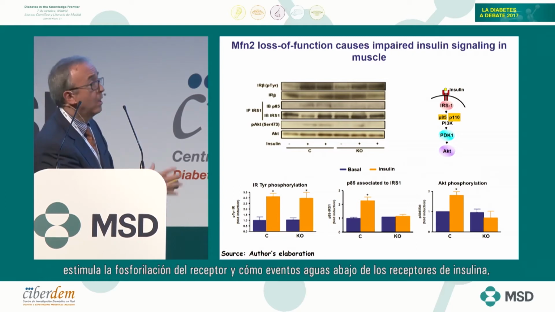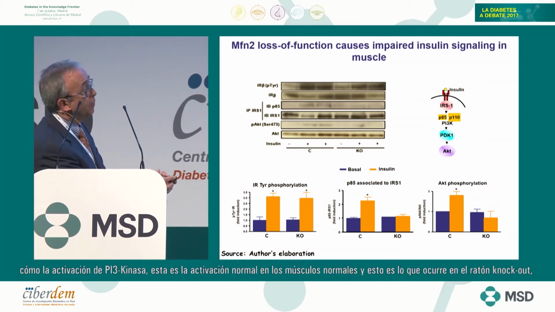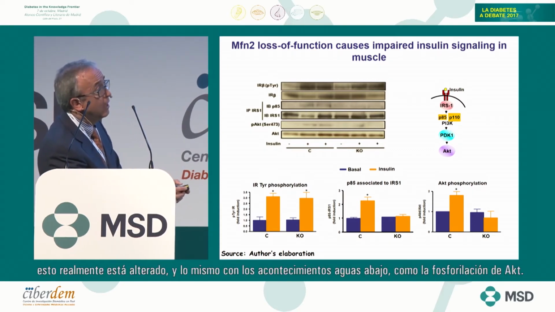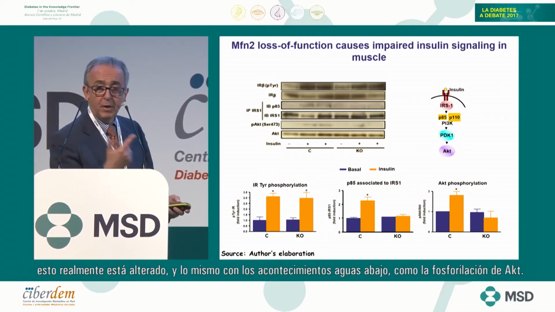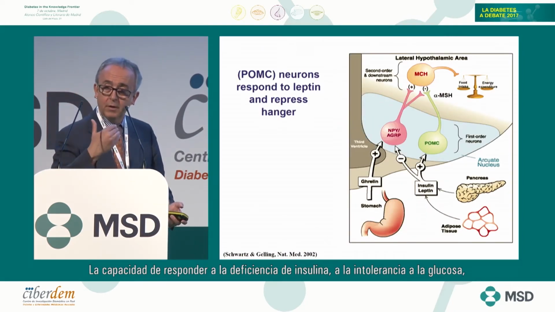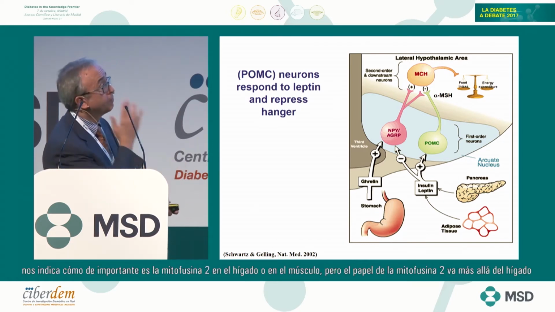That's perfectly normal. However, downstream events of the insulin receptor, such as the activation of PI3 kinase, this is the normal activation in normal muscles, and this is what happened in the knockout muscle. This is really altered. And same thing with downstream events such as AKT phosphorylation. So insulin signal is deficient, the capacity to respond to insulin is deficient, glucose intolerance is deficient. This is telling you how important mitofusin 2 is in liver or in muscle.